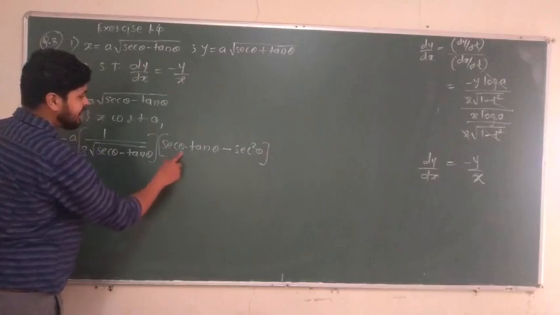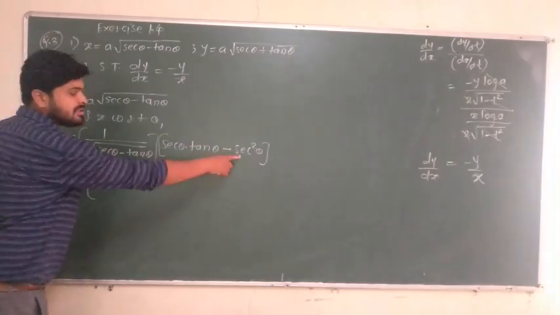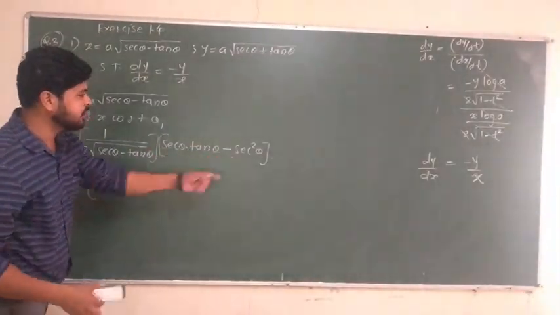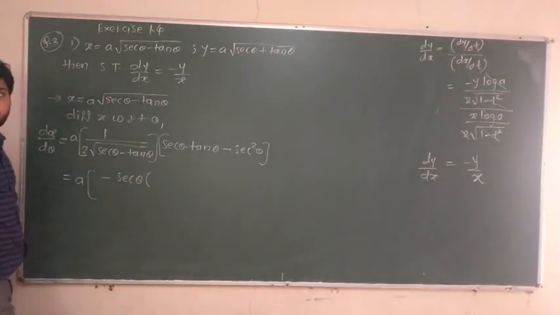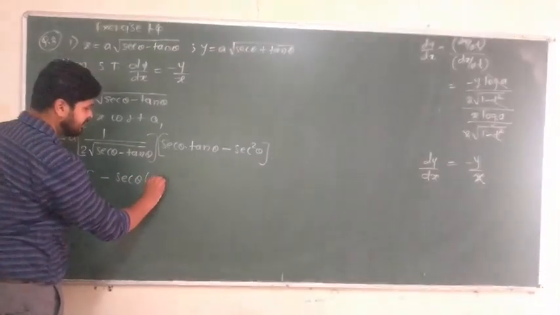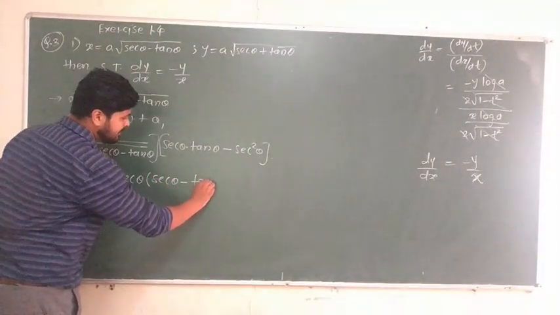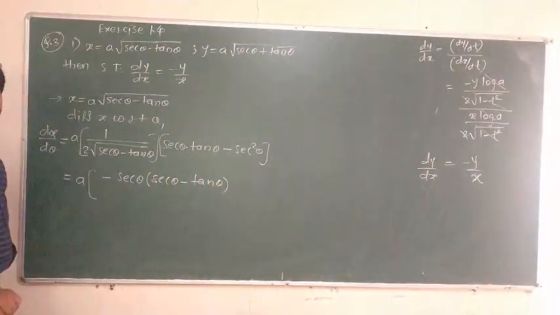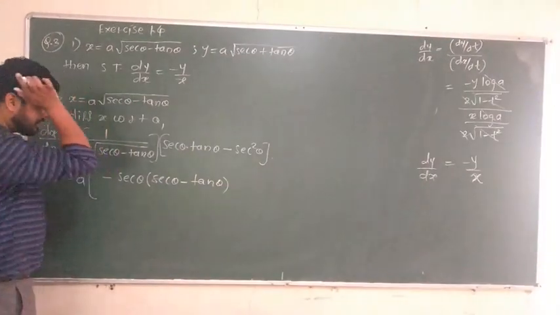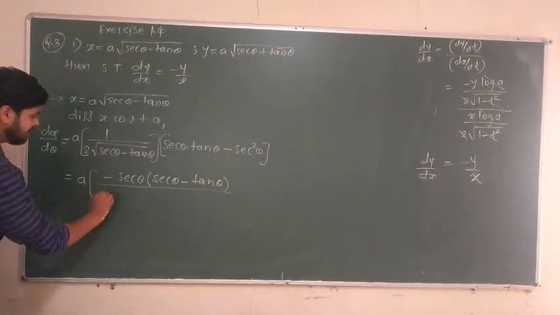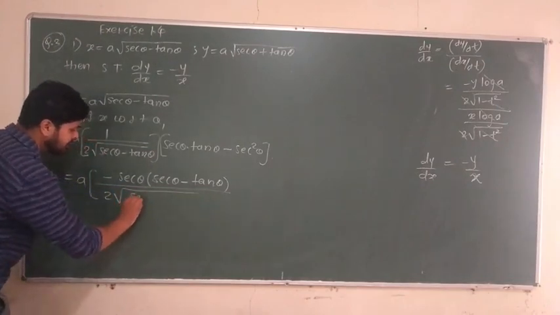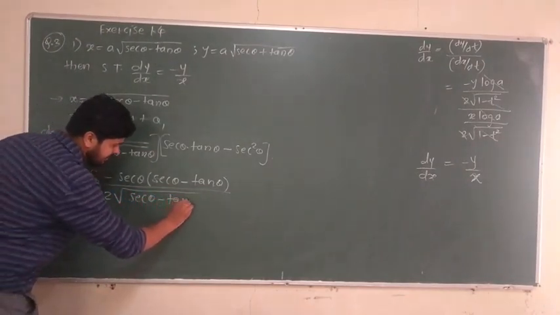Now from this I am taking minus sec theta common from these two terms. If I take minus sec theta common, then what is remaining in the bracket? Here sec theta minus tan theta. So in the bracket: minus sec theta, times sec theta minus tan theta, upon 2 root sec theta minus tan theta.